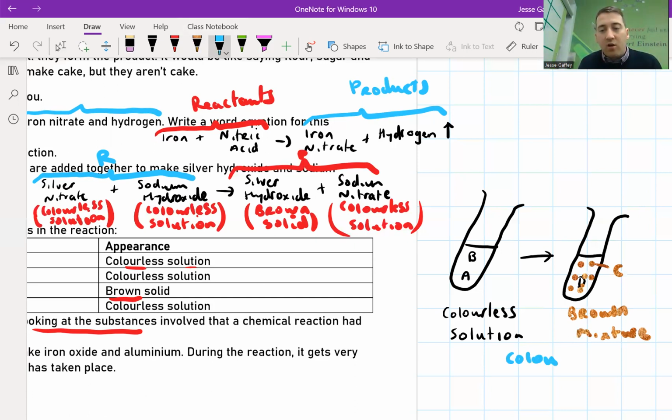This is why color changes tell us that chemical reactions have taken place, because sometimes one of the products is a different color to what we started with. In this case, we're making a new substance. That's why we know it's a new substance, because it's actually a different color, and that's why we see a color change. In our last lesson, we learned that a color change is a piece of evidence that tells us that a chemical reaction is taking place. So that's what we were getting at there.